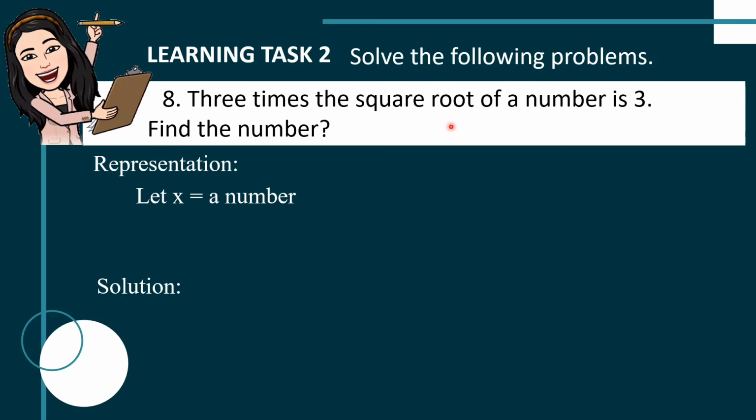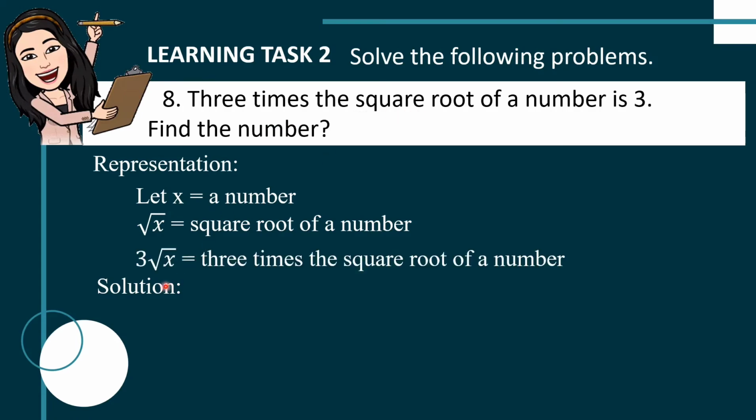When we say square root of a number, we write the square root of x. So that means square root of a number. And 3 times the square root of a number means 3 square root of x. Am I right? Okay. So let us form an equation. The equation states that 3 times the square root of a number is equal to 3. So therefore, 3 square root of x is equal to 3.